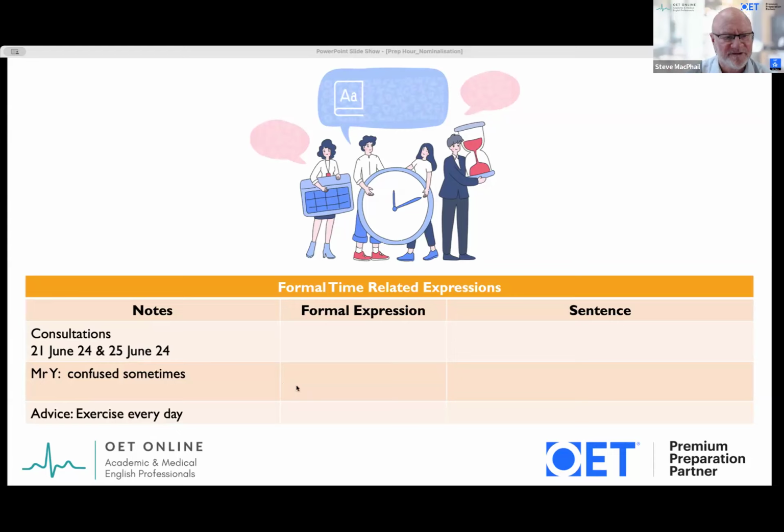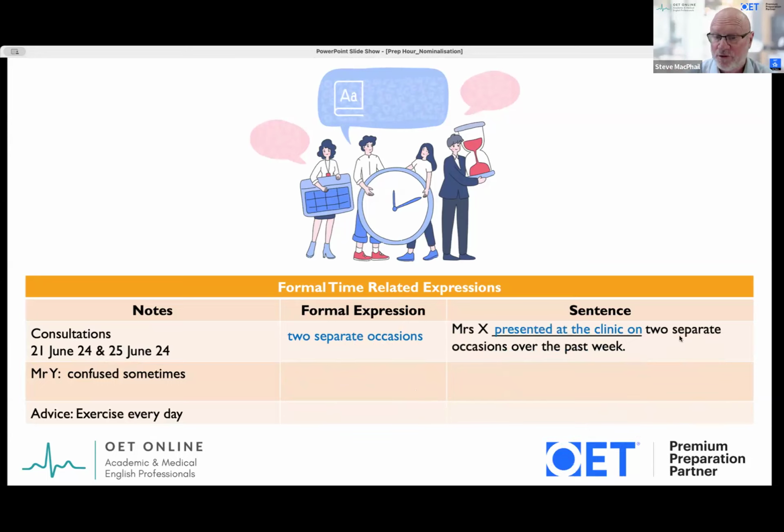So if we had 2 visits, we can say 2 separate occasions, and we write a sentence, Mrs. X presented at the clinic on 2 separate occasions over the past week. So we've captured the time period over the past week, presented, came to the clinic, and then 2 separate occasions is the 2 dates there. And then you can then capture the rest of that information in the paragraph. So this would be the first sentence of the paragraph. In a sense, it's like the topic sentence. It tells the reader what you're referring to.